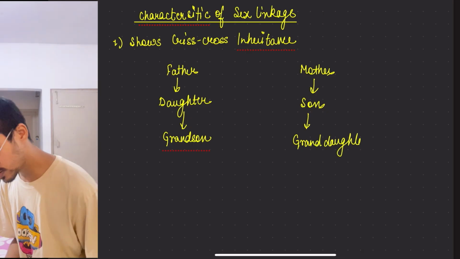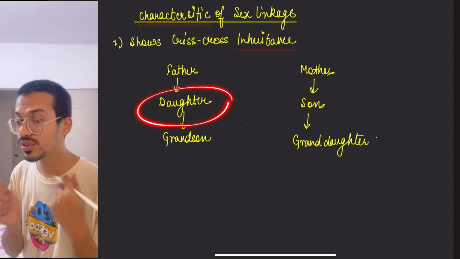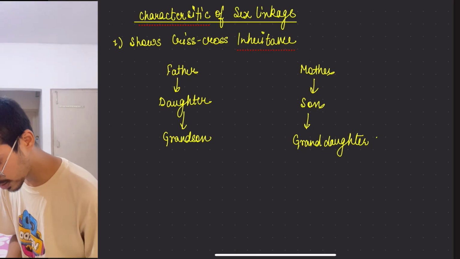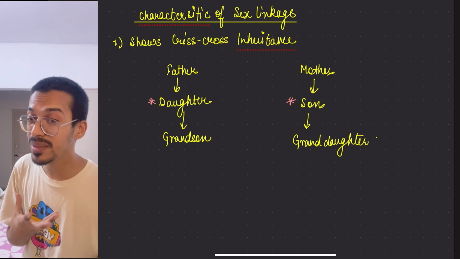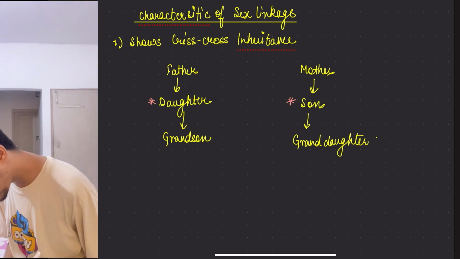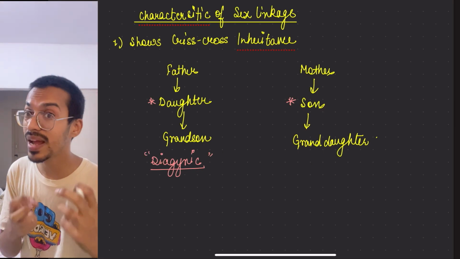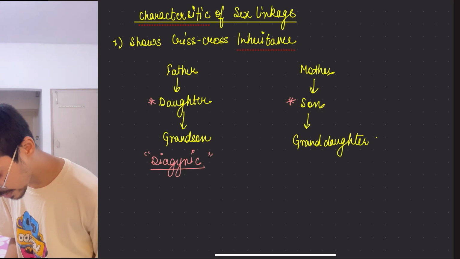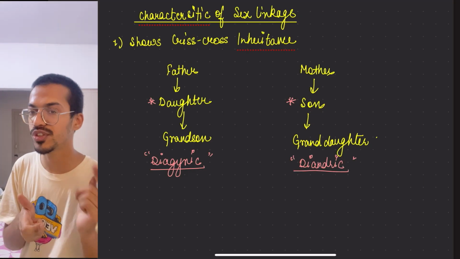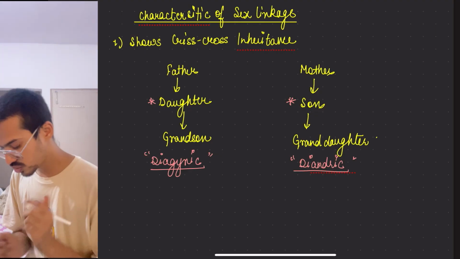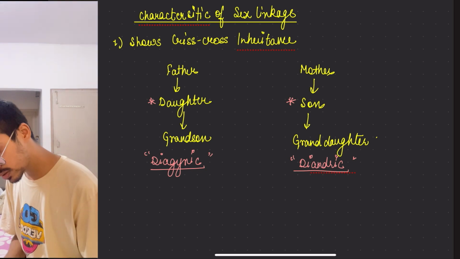Now here, since this person is the carrier, let's see what the terminologies are for it. In this case, the daughter is female. For female we use the word gynic. So here it is diagynic crisscross inheritance. Whereas here the son is there. For the male we use the word androecium, andro. So this is diandric crisscross inheritance, because the male is the carrier, the one which is making the cross. So that is what we are taking into account. Remember this fact.